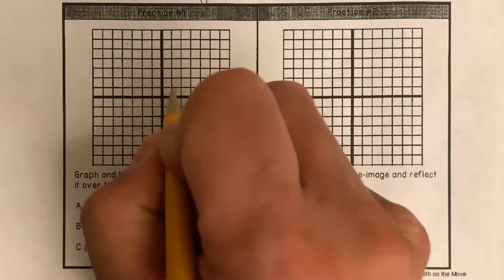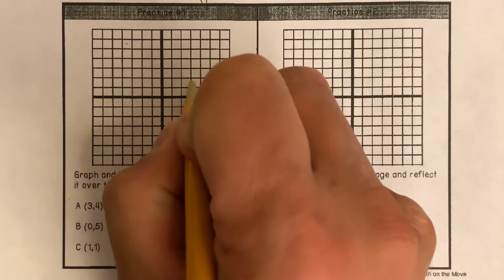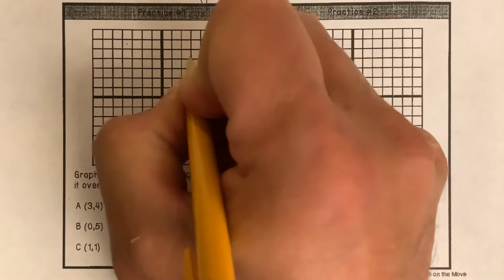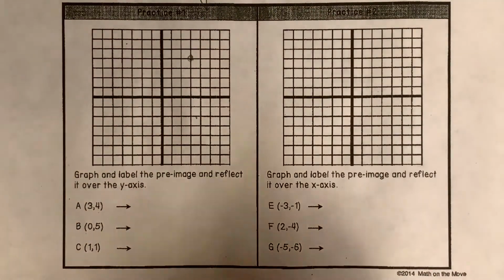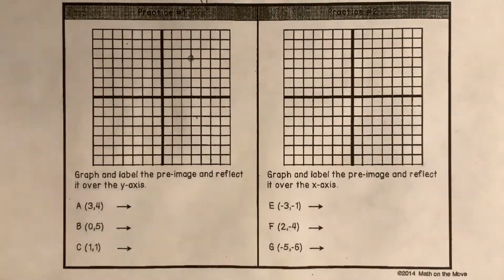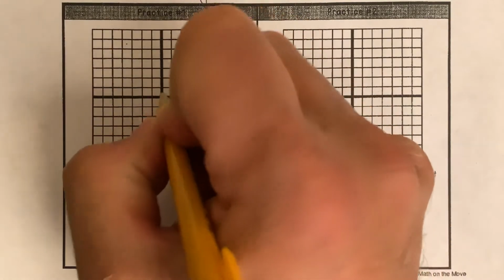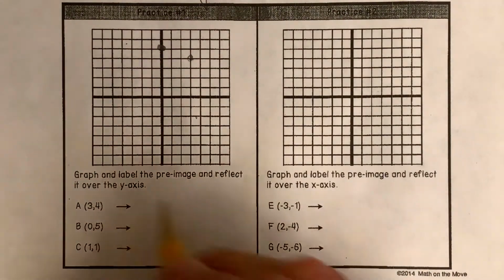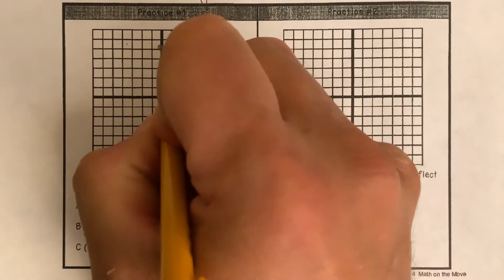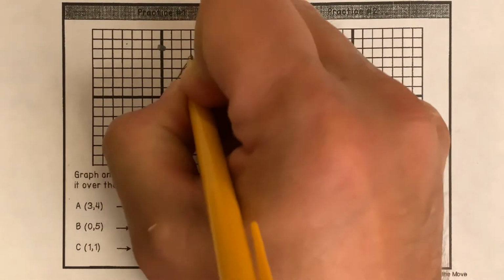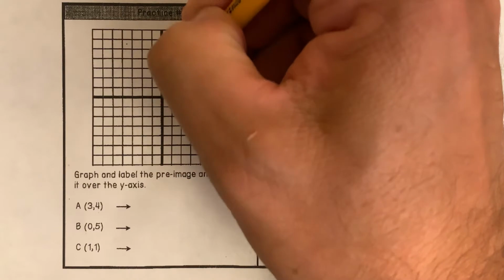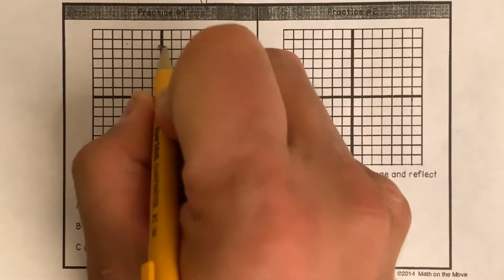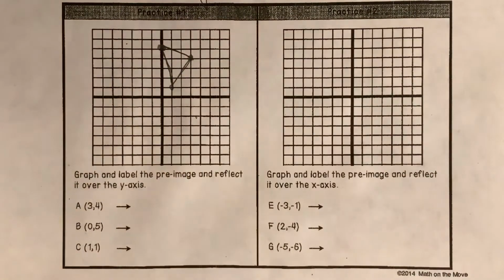So 3, 4. So 3, 4 is right here. Then we got 0, 5. 0, 5 is right here. And then we got 1, 1 right there. So there's our triangle. Again, try to do this without a straight edge. Not so easy for me, but you guys might be better at that than I am.